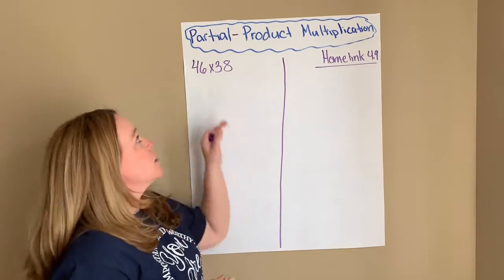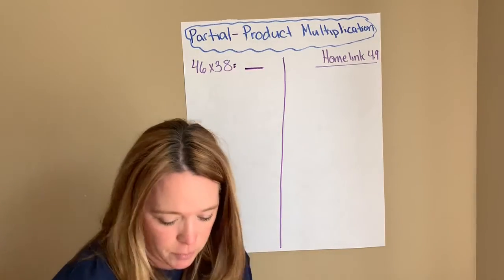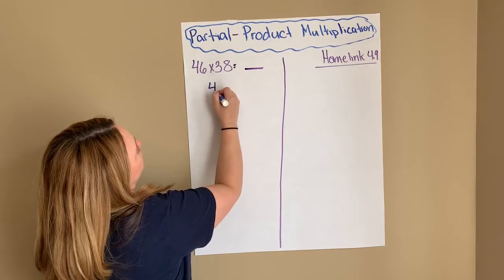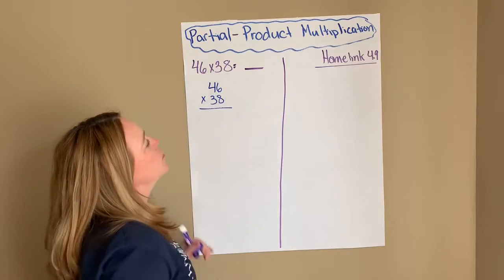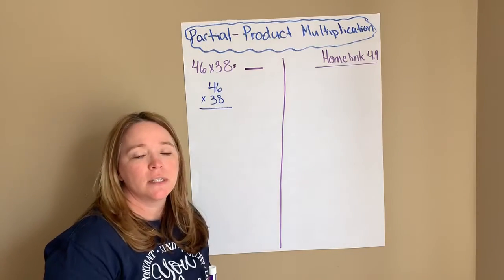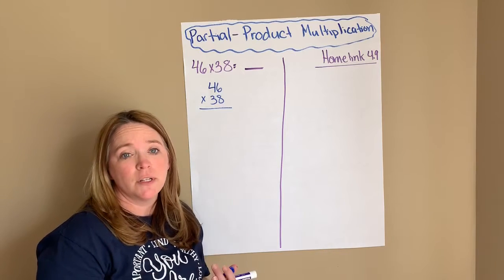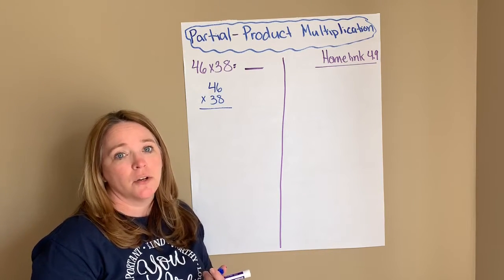So we know that we can't solve things sideways like this. We have to set it up so we're able to solve it correctly. So just like in the video, we're going to set our number up like this. We're going to say 46 times 38. Now I want you to notice as I start multiplying the numbers, based on if it's in the ones place or the tens place, it changes our number.